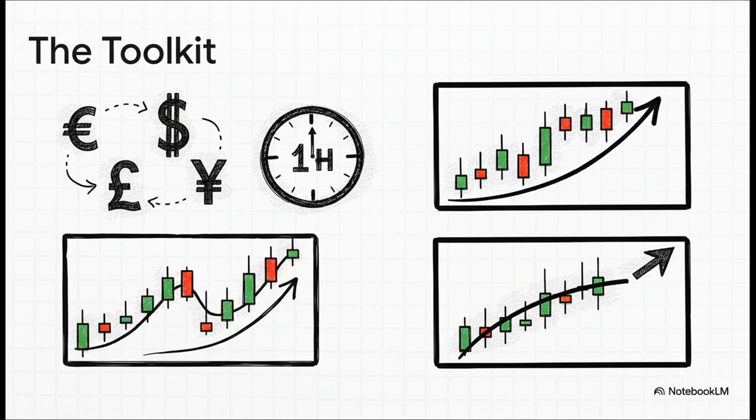Then we have our trend filter, the 50 EMA. Think of the 50 exponential moving average as our compass. It just tells us the general direction the market is heading. And lastly, we've got Bollinger Bands. These are great for spotting when the market gets really quiet and tight, what traders call a squeeze, which, you guessed it, often happens right before a big breakout.